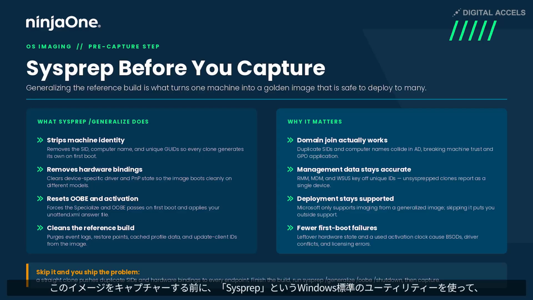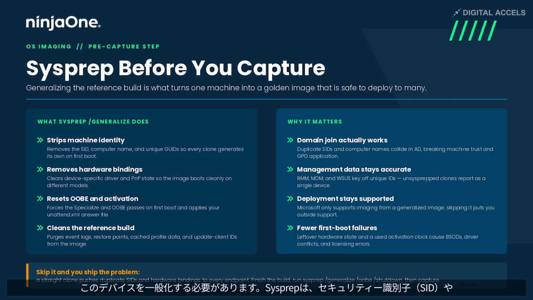Before I can capture this image, I need to generalize this device using a utility built into Windows called Sysprep. Sysprep strips out machine-specific information like the security identifier or SID, the computer name, and the activation state, and this means the image can then be deployed to multiple machines without collisions. Capturing a machine that hasn't been Sysprepped will not work well for deploying to other devices, and Microsoft does not support non-Sysprepped images for general deployment.